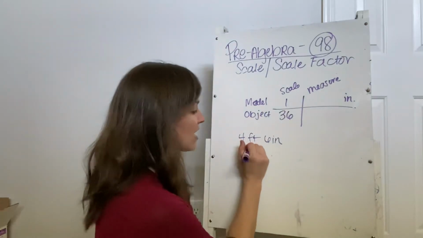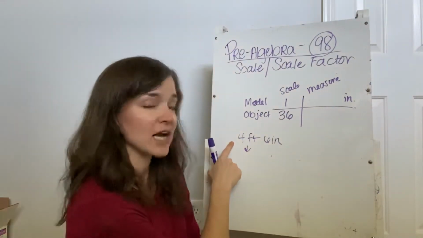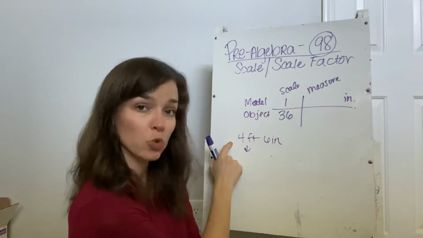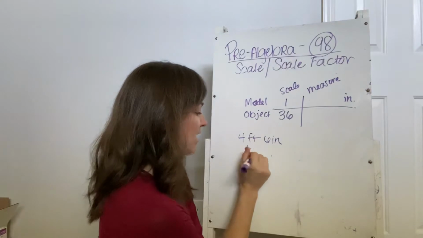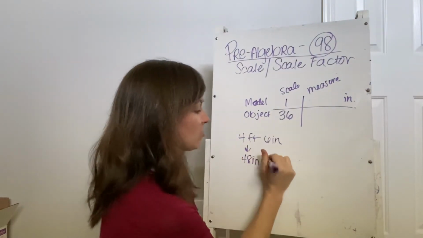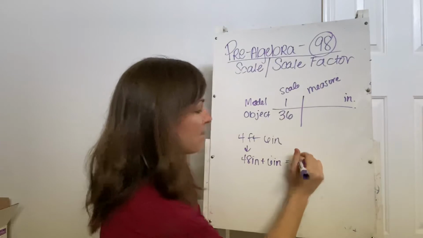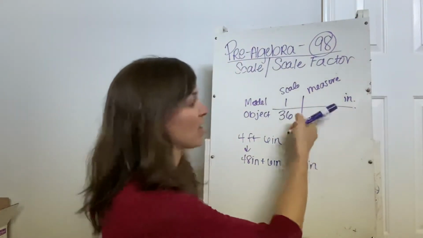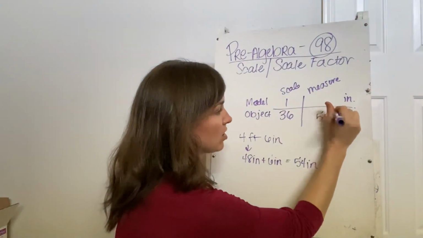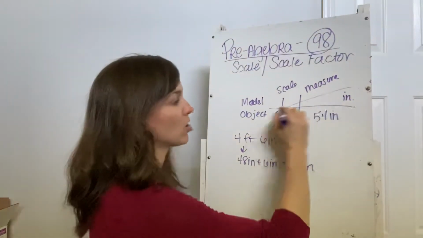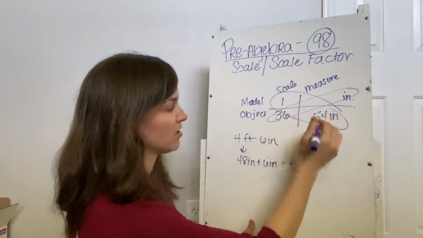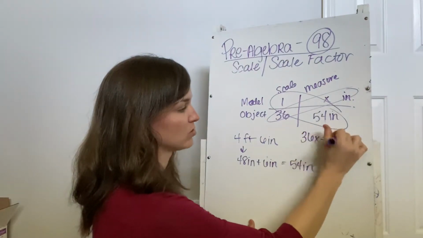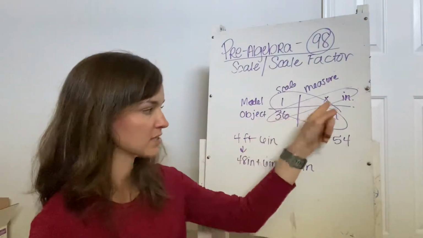So you can do that by saying, I know that there are 12 inches in a foot. So if each of these 4 feet has 12 inches, that's going to be a total of 48 inches, plus those extra 6 inches makes a total of 54 inches. This is the value that I want to plug in here. Okay, so now I can cross multiply, and this is what I don't know. So this would give me 36x equals 54, because 36 times x is 36x.